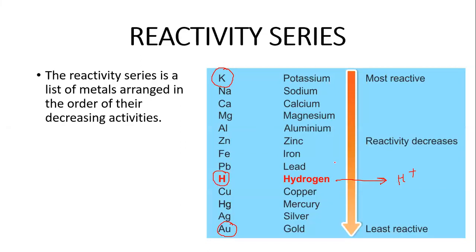The elements present above hydrogen in the series are more reactive than hydrogen, and the elements present below hydrogen are less reactive than hydrogen. Reactive for a metal means that it can lose electrons easily, because metals have a tendency to lose electrons and form cations. If a metal is more reactive, it can easily lose electrons, and if it is less reactive, it cannot so easily lose electrons. Is it clear? Yes, ma'am.